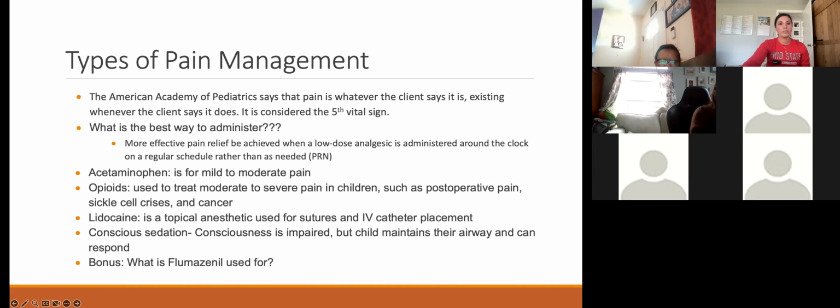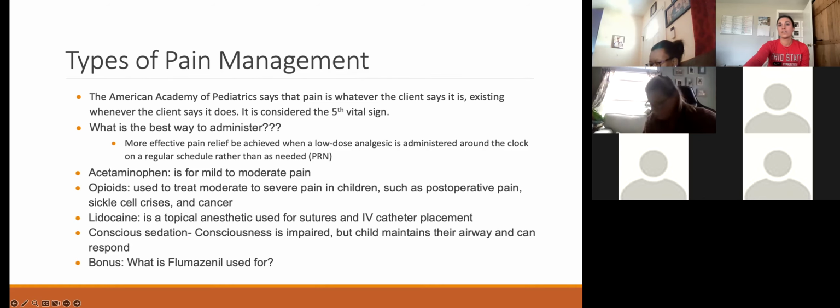Does anybody know what we use flumazenil for? Is it for overdose? Yes, so it's going to be midazolam or diazepam overdose. So Versed or some of your seizure medications.